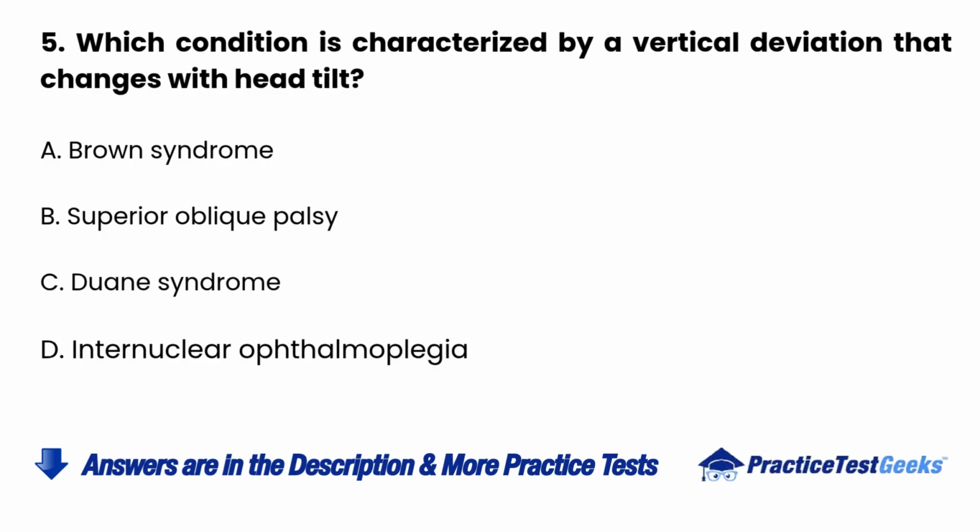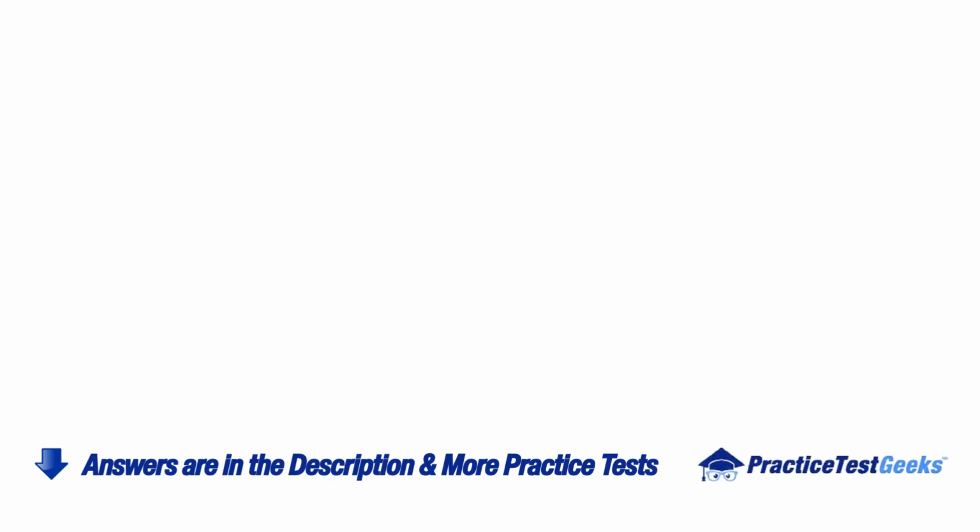5. Which condition is characterized by a vertical deviation that changes with head tilt? A. Brown syndrome. B. Superior oblique palsy. C. Duane syndrome. D. Internuclear ophthalmoplegia.